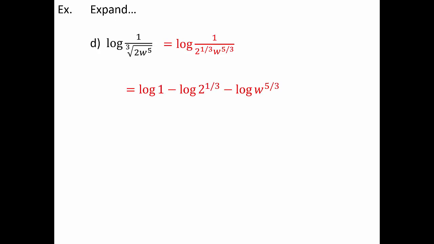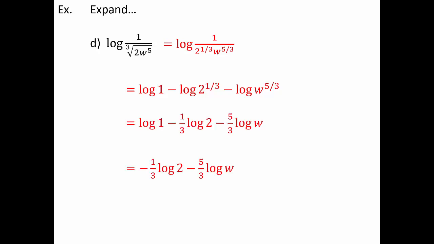So then when I expand, I'm going to break this into 3 logarithms: log of the top, and then minus each of the logs on the bottom, 2 to the 1/3 and w to the 5/3. The 1/3 and the 5/3 will come to the front as coefficients, and log of 1 is 0, so that one will go away completely. Final answer. Again, this was not the only route that you could have taken. This is just my preferred route.